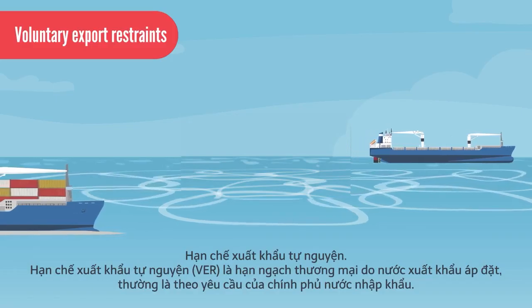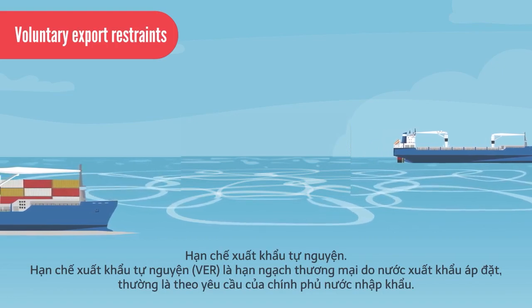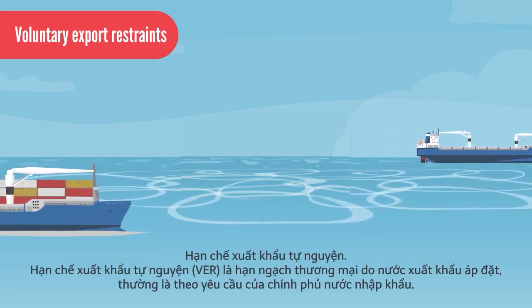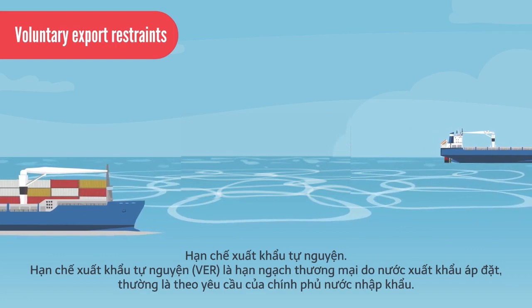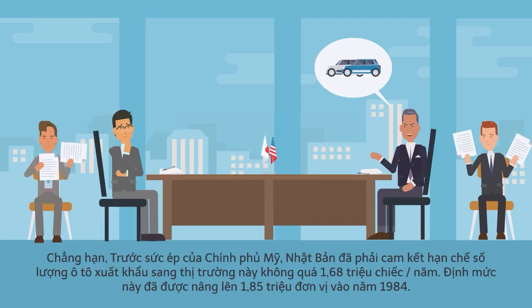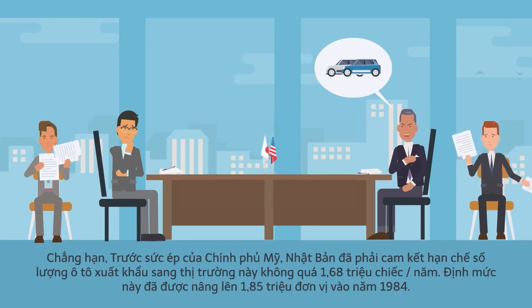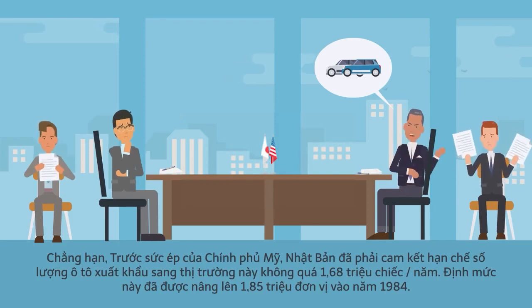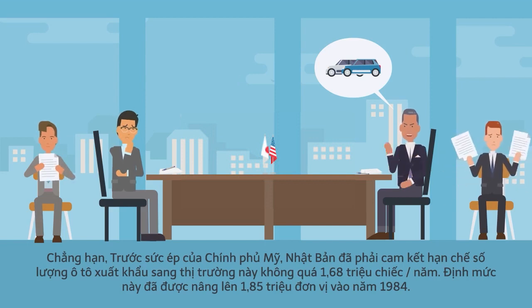Voluntary export restraint. A voluntary export restraint is a quota on trade imposed by the exporting country, typically at the request of the importing country government. For example, under pressure from US government, Japan has to commit to limiting the number of cars exported to this market to no more than 1.68 million units a year. This norm was raised to 1.85 million units in 1984.